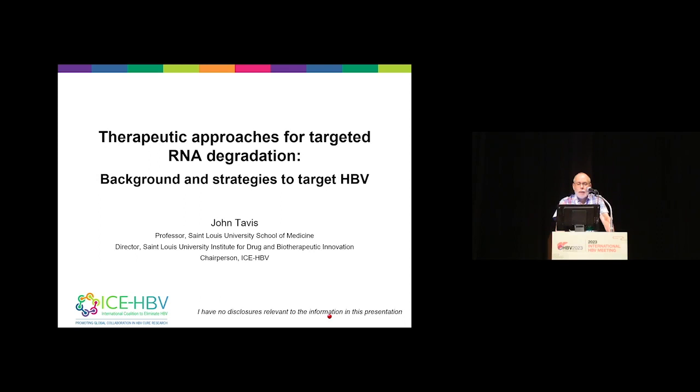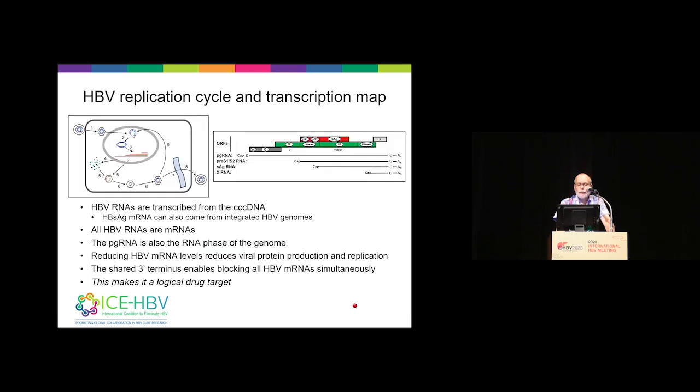My topic is therapeutic approaches for targeted RNA degradation, background and strategies to target the virus. Let's start out with the basics. On the left you see the viral replication cycle. This audience doesn't need me to go into any details on it. The key part here is the cccDNA. It is made by reverse transcription, and it is the template for all HBV RNAs that are involved in direct viral replication. There is one exception: the HBsAg messenger RNA can also come from integrated genomes, and that is the predominant source of it in most e-antigen negative patients.